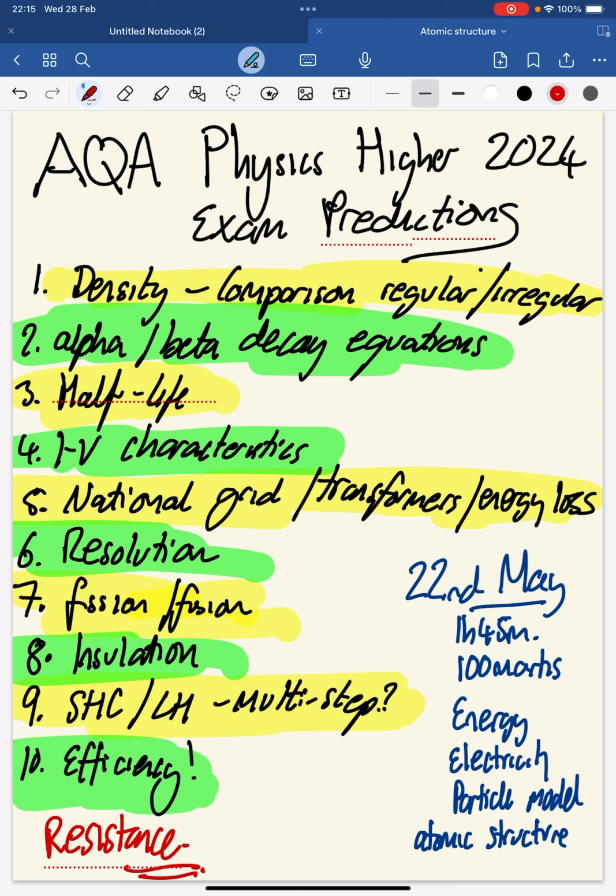Fission and fusion, the difference between them, how they're similar, how they're different, examples of them, really, really important there. Remember, the key bit is that they both produce energy.